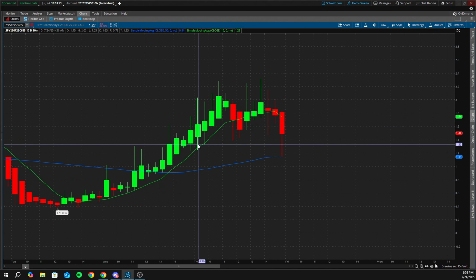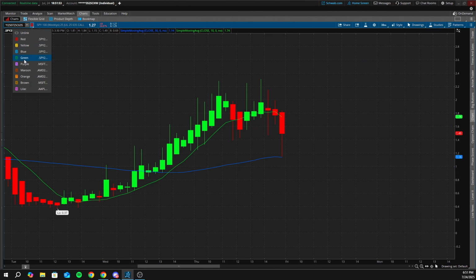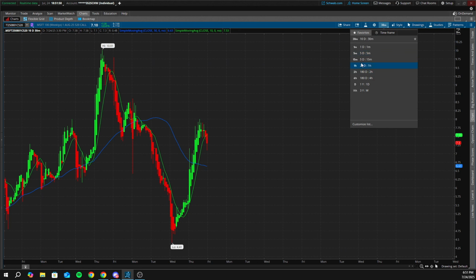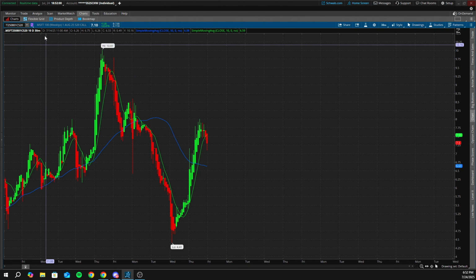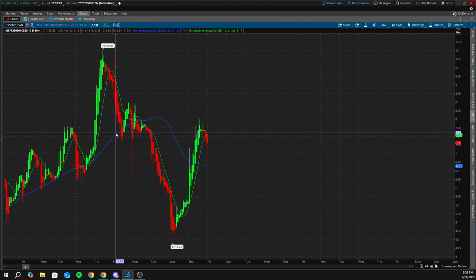Some individual stocks that I took that I'm watching going into tomorrow. So first one is MSFT, Microsoft. It's a good looking chart. These are going to be next week's contracts. Again, like I said, we update them every Friday and Monday.